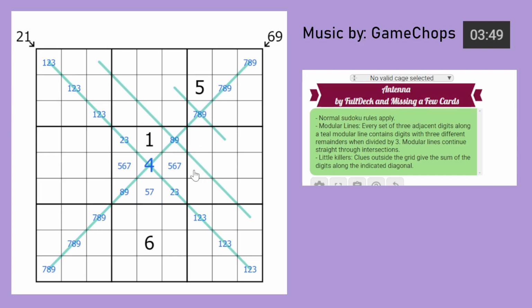Okay, you know what? That's basically the every little killer we get. I don't think we touch the little killers anymore because we have everything in place already. So that's all the help from the little killers we're gonna get, which means it's all mod lines from here. Oh no. So those two are different mod 3.